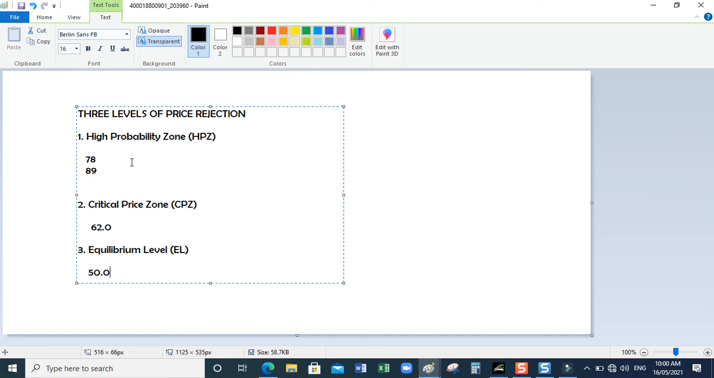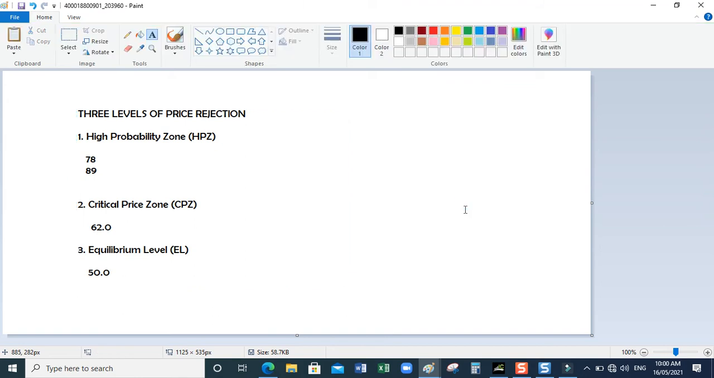I tell you, 89 and 78 are the high probability zones we have. When price falls into this area in a retracement, you are going to get a highly predictive expansion, so the target will be much larger than the rest. If it falls into 62.0, it will move. Then 50, it will move.